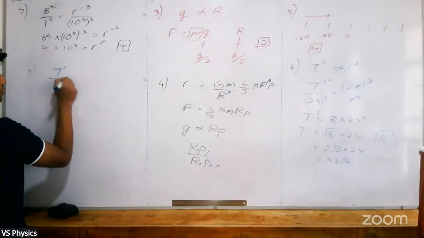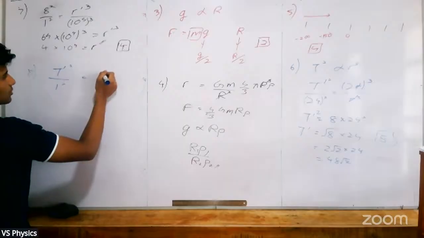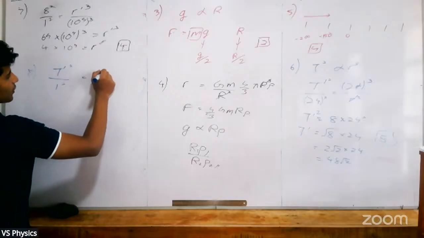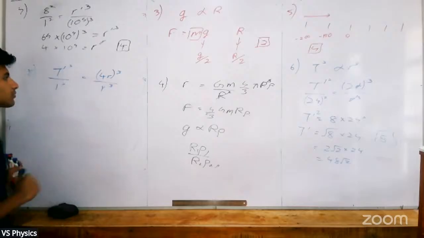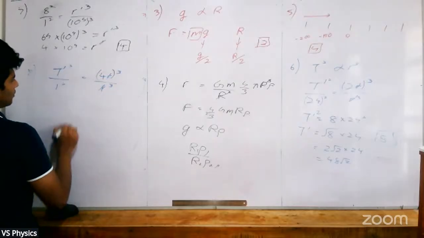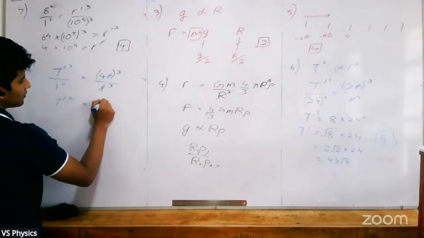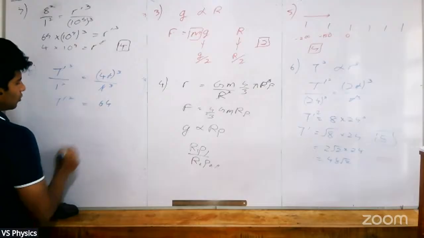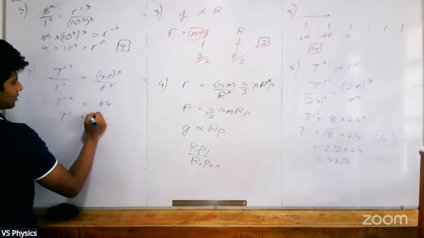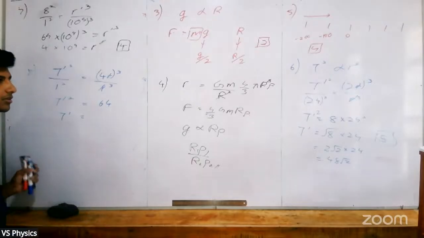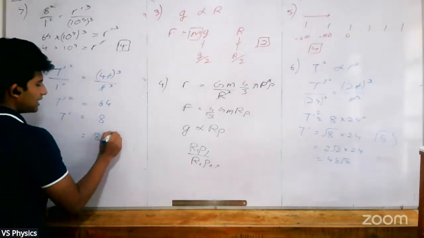T dash over 1, actually 1 square, t dash squared is equal to 4r cubed divided by r cubed. R gets cancelled off. We are left with t dash squared is equal to 4 times 4 times 4, which is 64. Root it and we'll get 8. So 8 times 8 is 64. So we have actually spent 8 days.